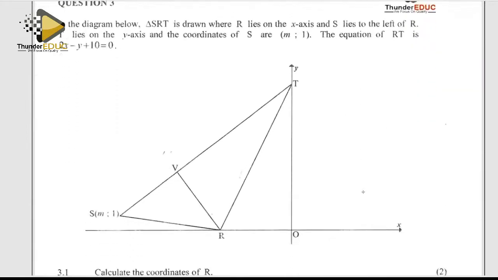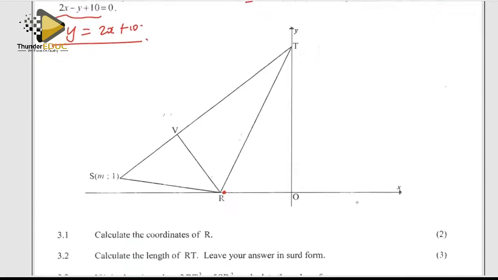In the diagram below, this triangle is drawn where R lies on the x-axis and S lies on the left of R. T lies on the y-axis. The equation of RT is this, meaning that this equation is also the same as 2x plus 10. Let's have it in a simplified version there. Then they want us to get the coordinates of R.